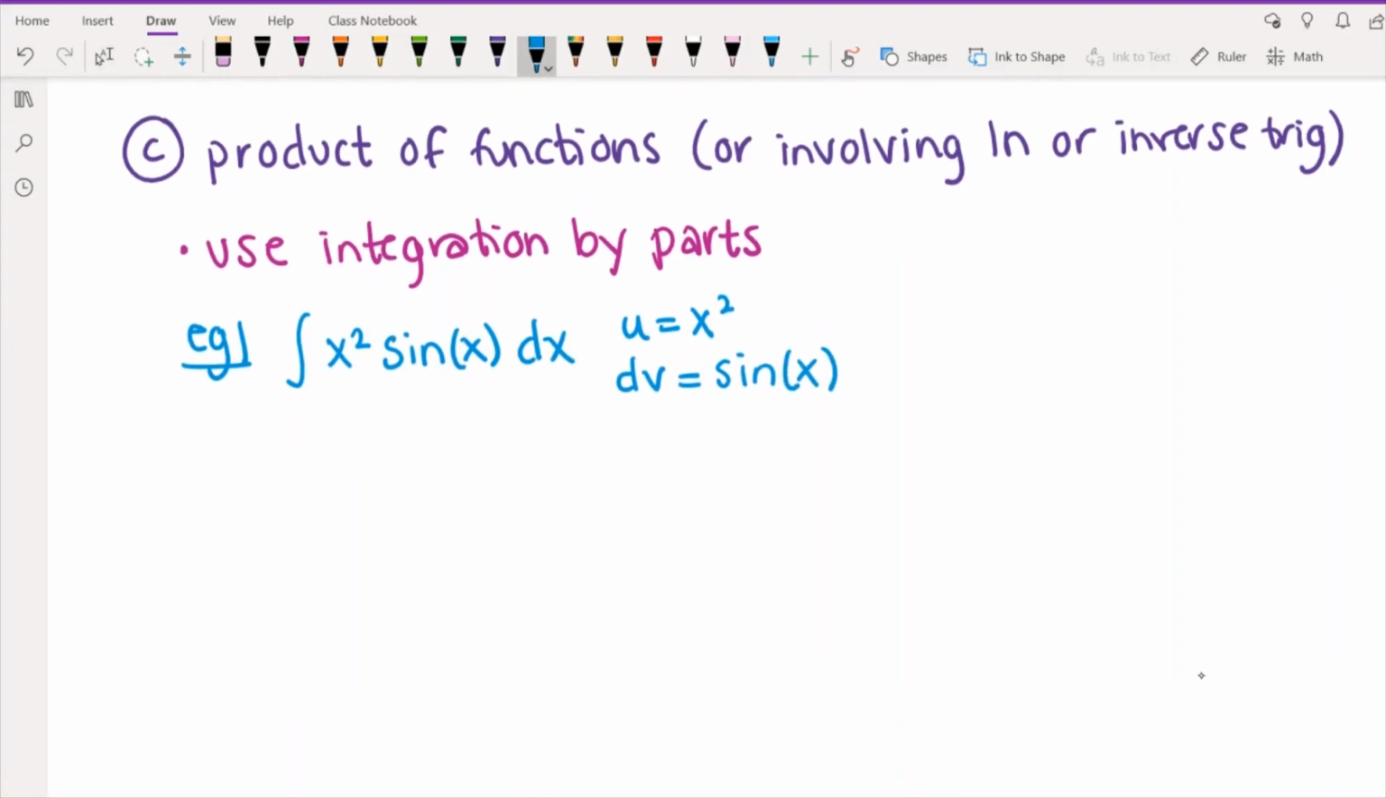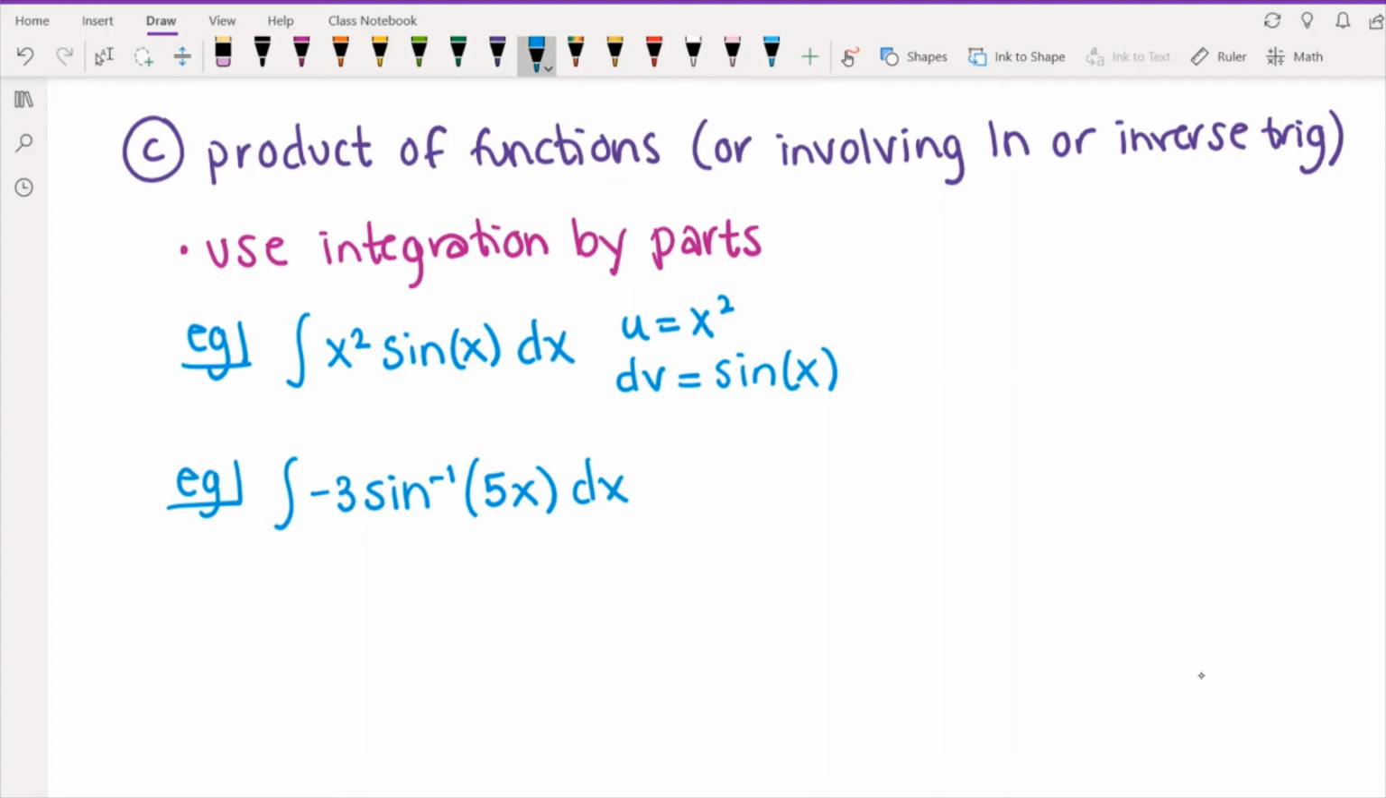So that's a very typical example of an integration by parts problem, but you can also use integration by parts for integrals involving ln or inverse trig, even if it's not actually a product. An example of that might be the integral of -3 times inverse sine of 5x.